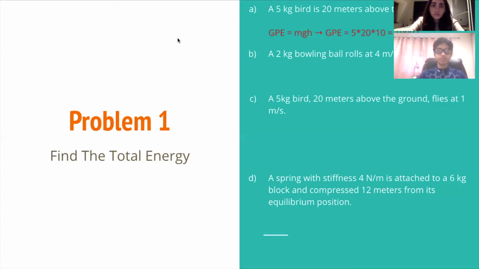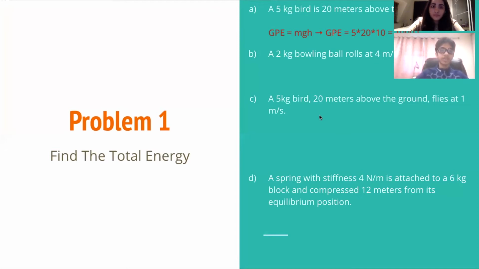Right, and I'll give a few seconds to pause the video in between each of these problems from now on. So for the second problem, we have a 2 kilogram bowling ball, which rolls at 4 meters per second. So I'll give you like 3 seconds to pause the video and then we'll come back.